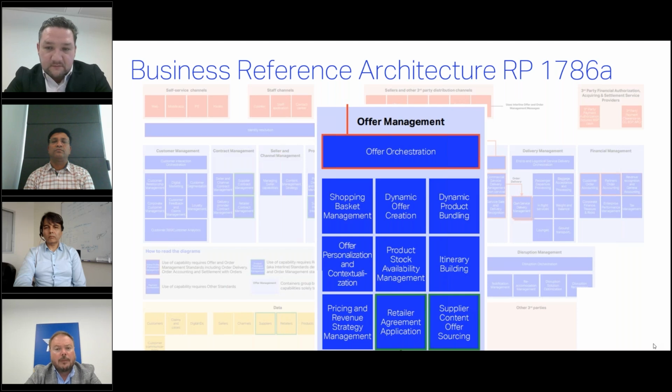For example, the dynamic offer creation interacts with all other offer management capabilities, which we can look at as sort of parameters in the overall offer construction process itself. Obviously, we didn't go into the details of specifying the sequence in which these capabilities need to take place, but it's more of a logically structured view of the capabilities per domain itself.